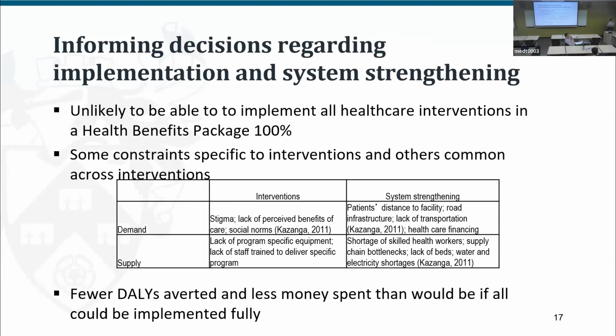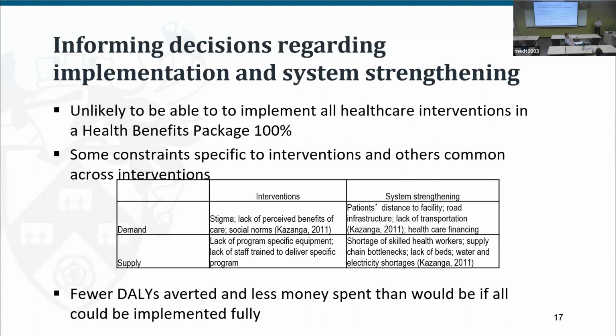So in Malawi, we did some analysis that looked at the existing things that were being provided within the health benefits package. And we found that on average, things were only being provided to about 50% of the population. So some things were provided fully, some things were only provided maybe to 10% of the population.